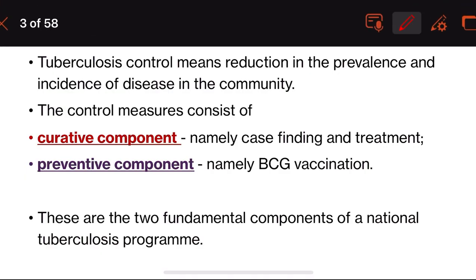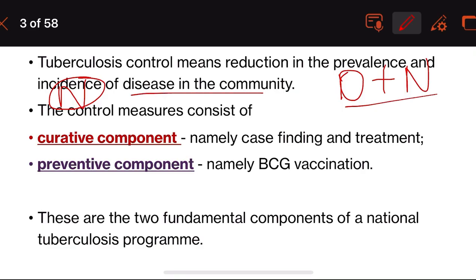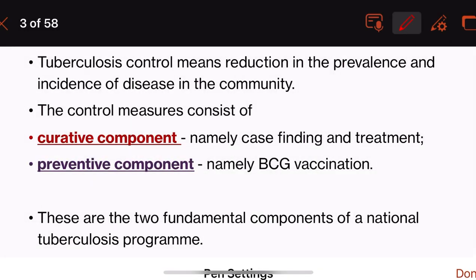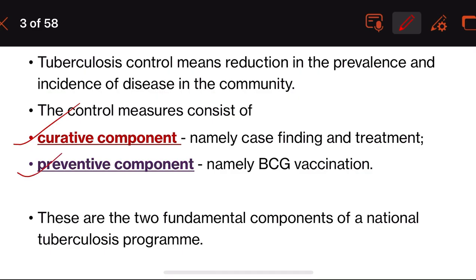What is prevalence? Prevalence is the old cases plus new cases, the total number of cases. And incidence is the fresh new cases of the disease in the community, and we need to reduce these cases. The control measures consist of a curative component and a preventive component. So there are two components now. To control, we have a curative component and the other one is a preventive component.